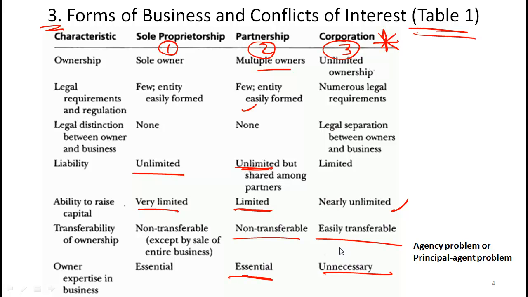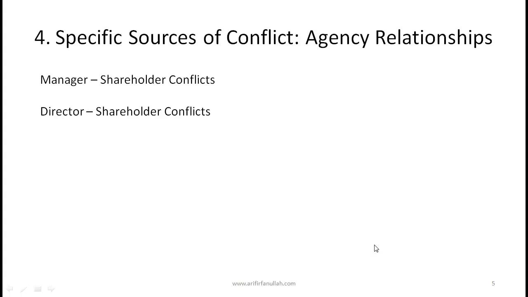The issue that most of corporate governance is based on is the agency problem, which is also called the principal agent problem, where the incentives of the managers are inherently at odds with the incentives of the owners or shareholders. Okay. Now, segment 4, what are the specific sources of conflict and what are the agency relationships?